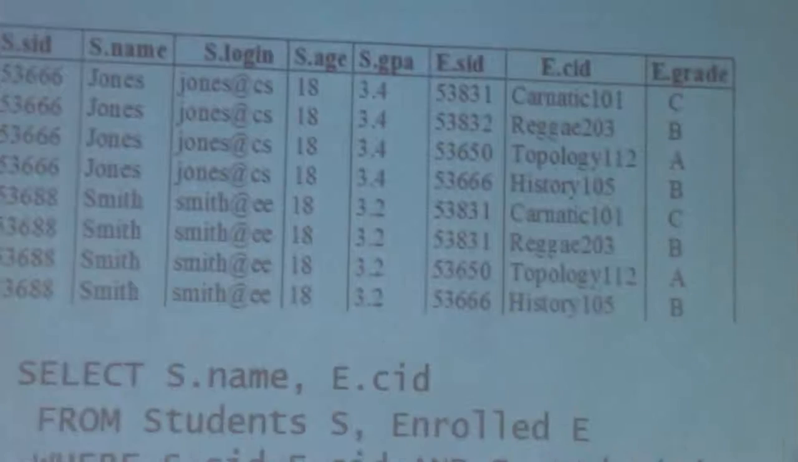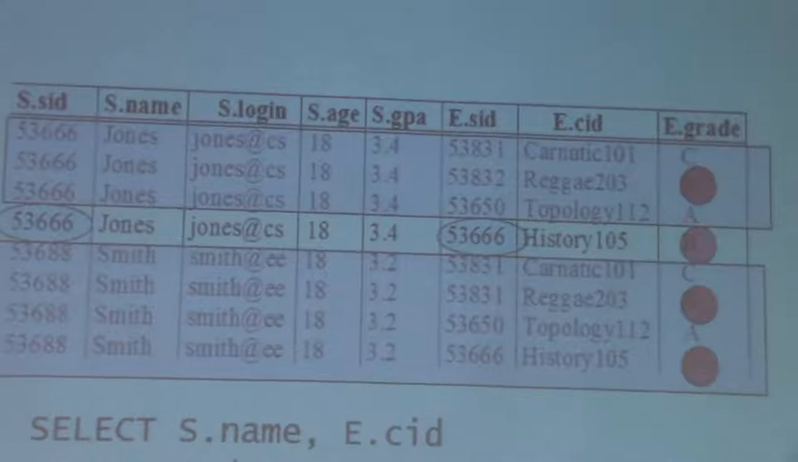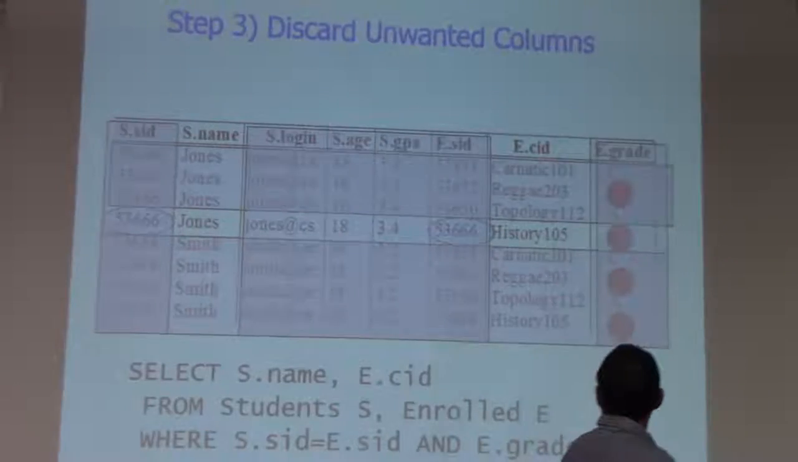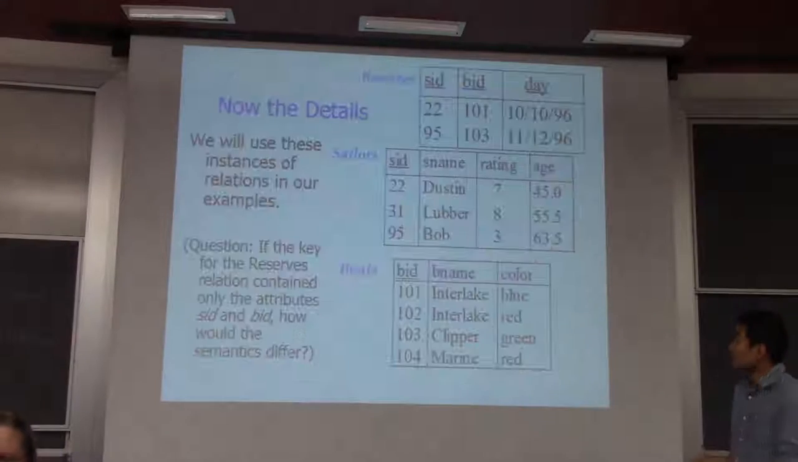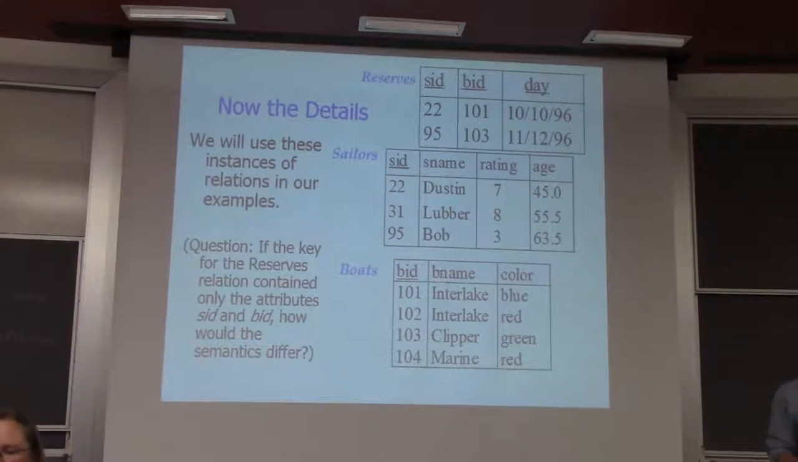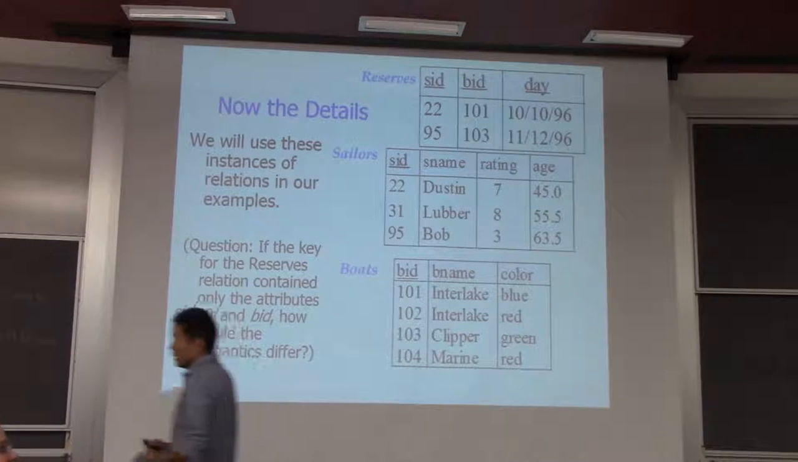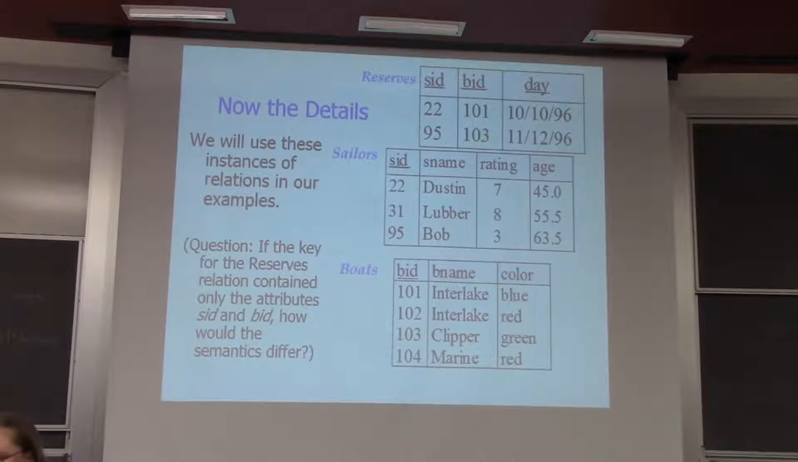First, I think this is pretty much what I said earlier. You do the cross product, check the rows in the product, find those that satisfy your condition, do the projection, and check duplicates if this is required. Okay, now the details. These are simple running examples. Let me move on to the more sophisticated example.